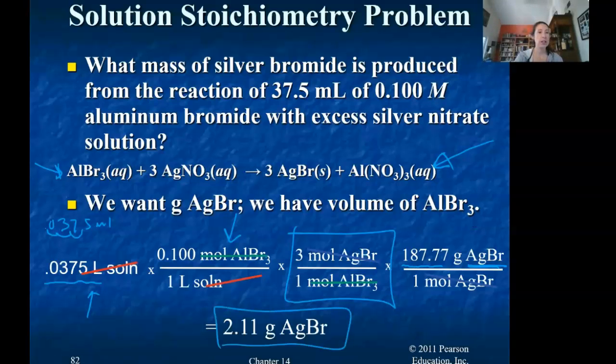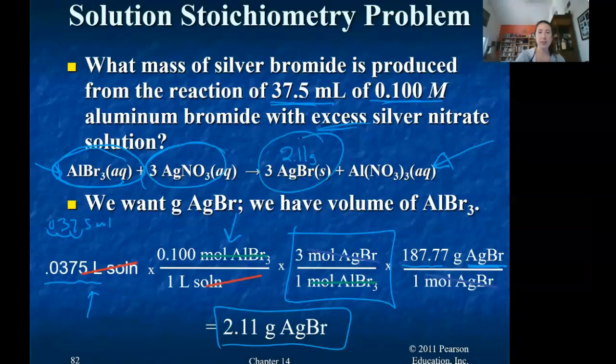So when we look at this, what did we just figure out how to do? When we have 37.5 milliliters of a 0.1 molar aluminum bromide solution, and then we add a bunch of silver nitrate, like excess. Excess just means tons, lots. That's all it means. We added a bunch of it. We can make 2.11 grams of AgBr.